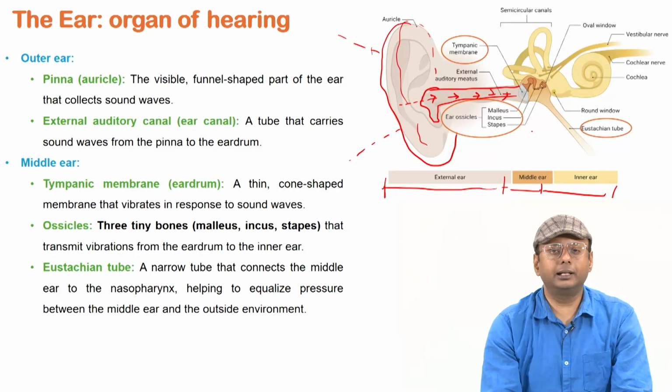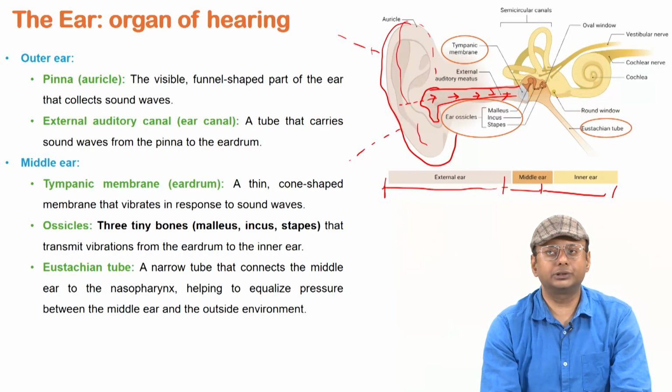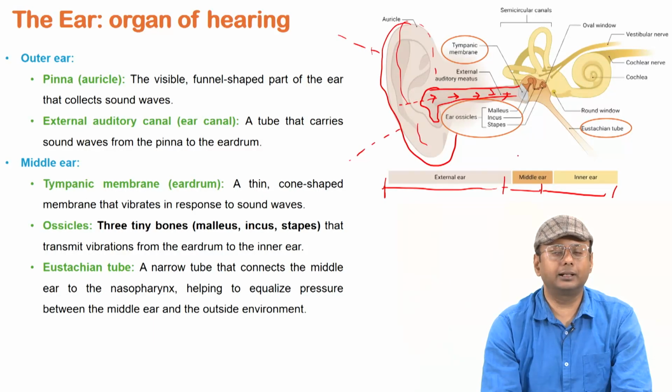Then in the middle layer you can see there are different kinds of composition. Mostly we will see the tympanic membrane, or the eardrum, is present. This is a thin cone shaped membrane that vibrates in response to the sound wave.